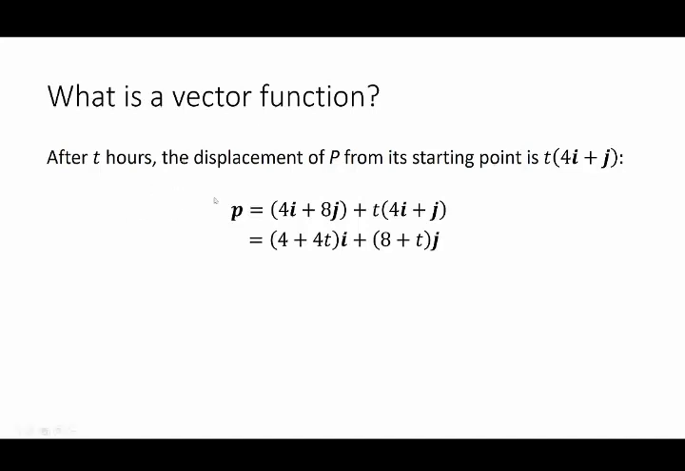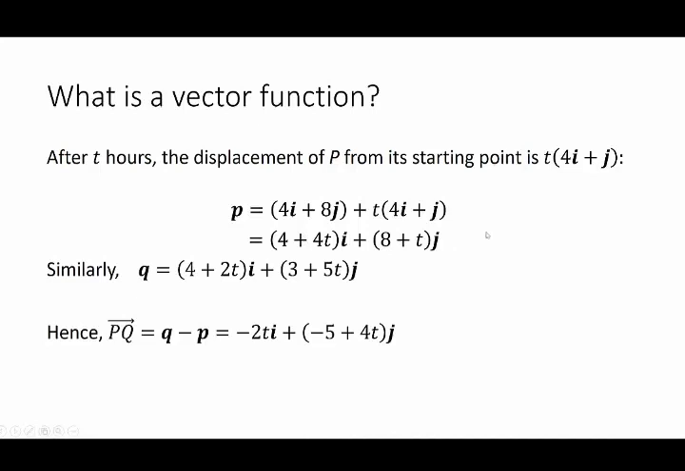Which means we could write it in this form, and if we were to then separate up the components of the vectors, the i and the j, I've got a particular expression which has a t in it for i and a particular expression that has a t in it for j. I could do the same for Q if I wanted, which means I could also find the distance between them just by playing around with those vectors.